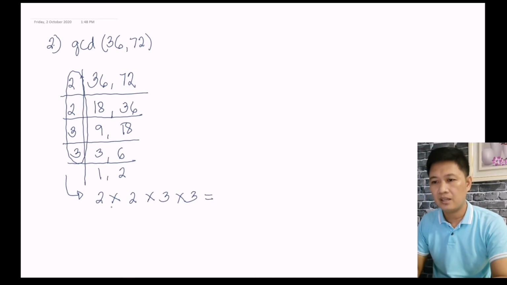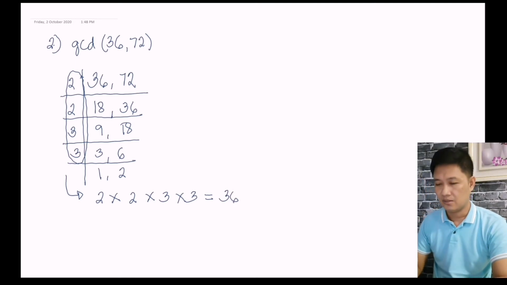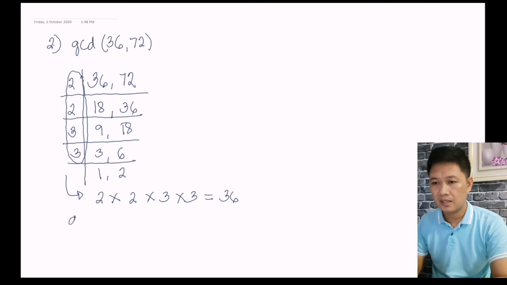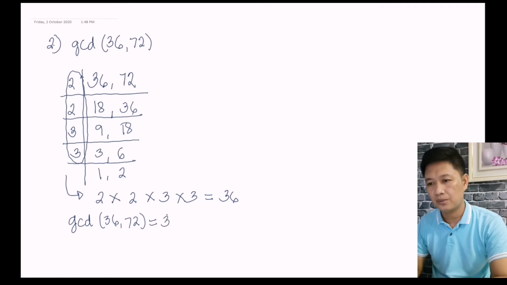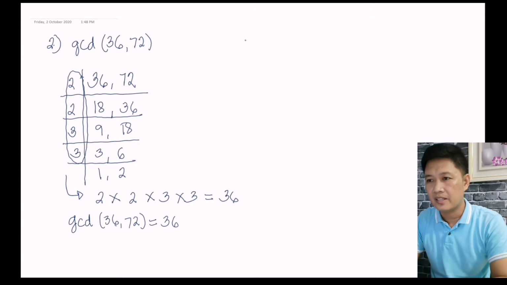So what do we have then? We have 2 times 2 is 4, times 3 is 12, times 3 is 36. So therefore, malinaw that the GCD of 36 and 72 is equal to 36. Right.